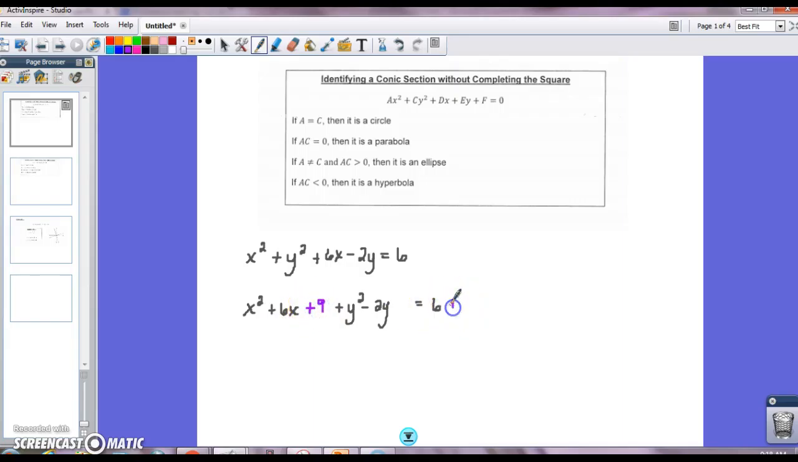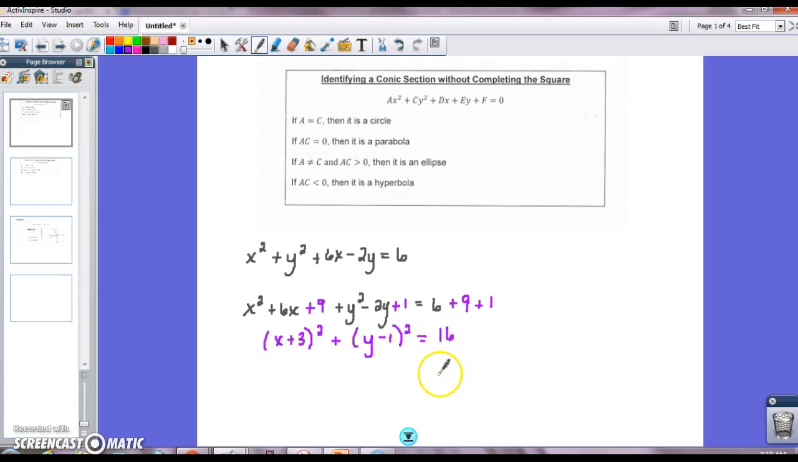Whatever I add to one side of my equation, I have to add to the other side. And then I'm going to do the same thing with the y. So half of negative 2 is negative 1. If I square that, that's positive 1. Whatever I add to the left, I have to add to the right. So on the left here, I end up with x plus 3 squared plus y minus 1 squared is equal to 16.